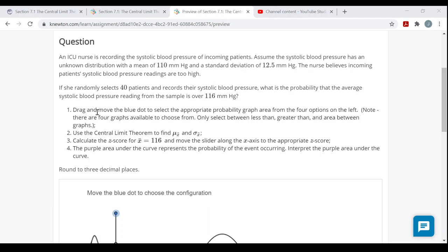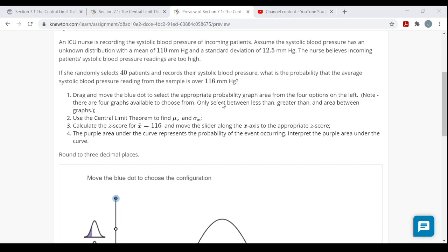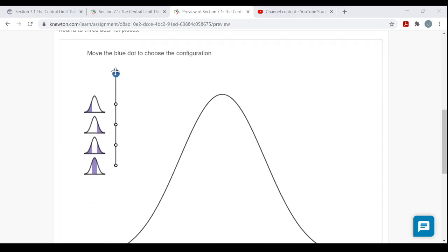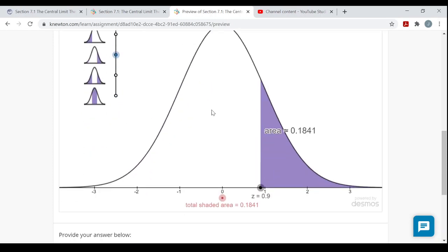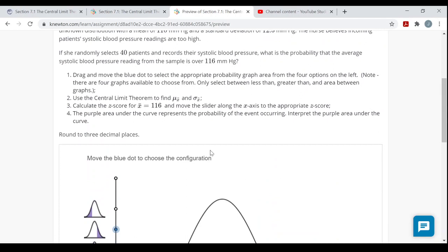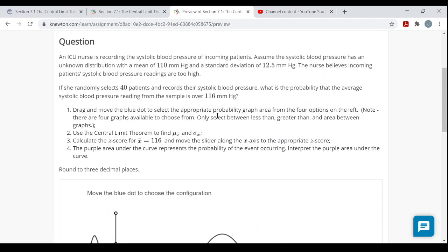It says drag and move the blue dot to select the appropriate probability graph. Now it's over 116, so that's a right-tailed test, right? So down here, and they're telling us to select the appropriate probability graph area from the four options on the left. Note there are four graphs available to choose from: less than, greater than, or area between.